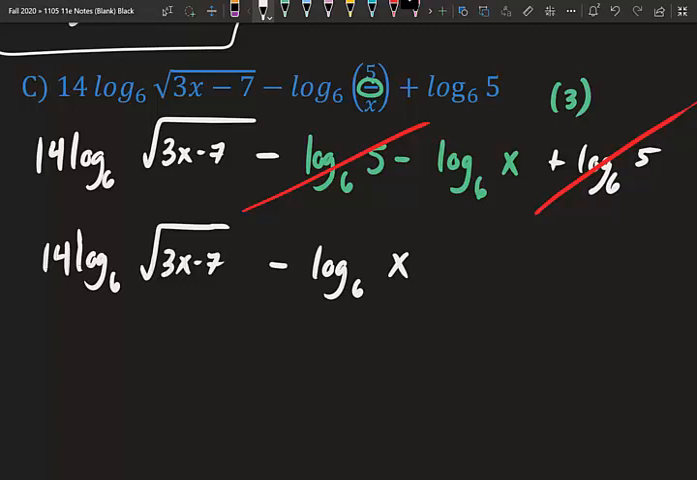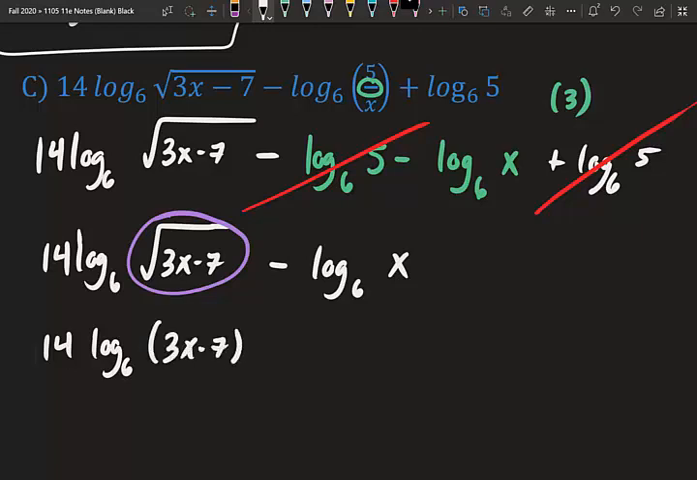Now we need to move over exponents, and also we're not allowed to work with radicals at all. We have to switch them always. So let's go ahead and switch this radical. We're going to switch it to 1/2. So we have 14 log base 6 of 3x minus 7 to the power of 1/2 minus log 6x.